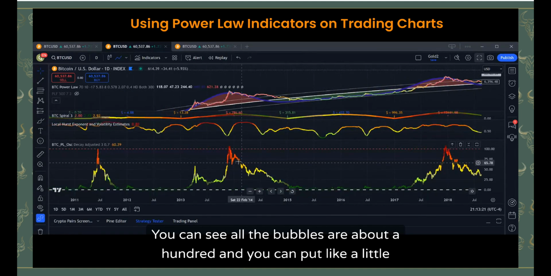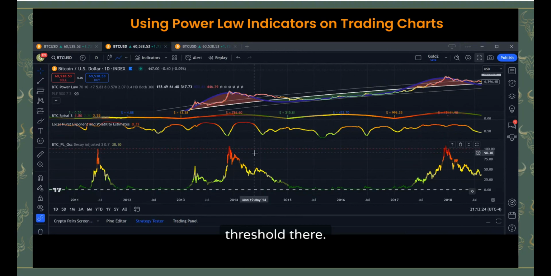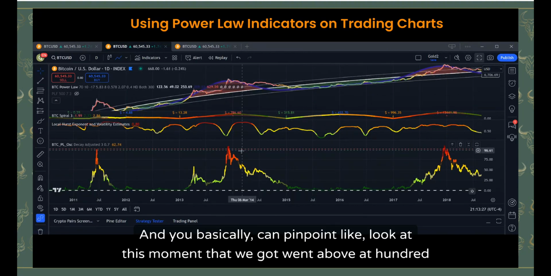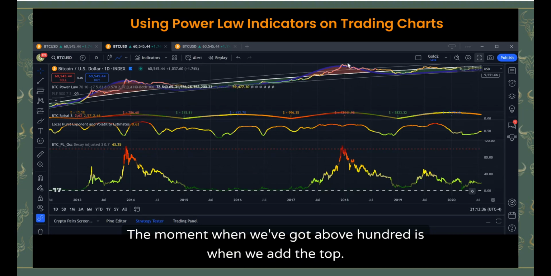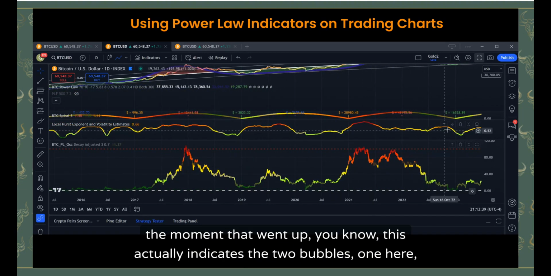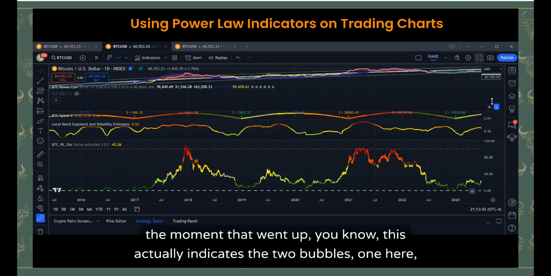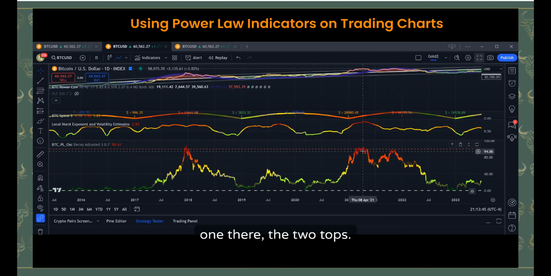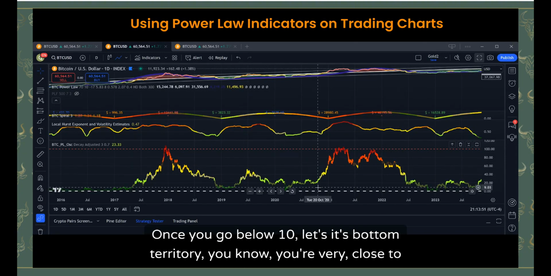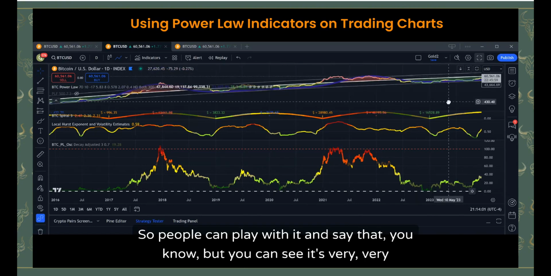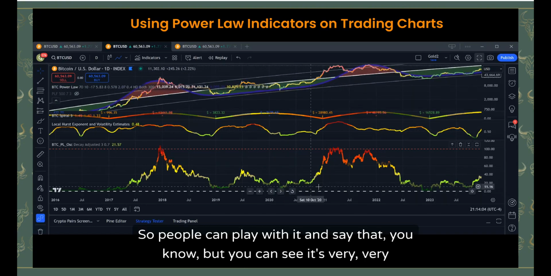You can see all the bubbles are about 100, and you can put a little threshold there. And you can pinpoint, look at this. The moment that we went above 100 is when we had the top. The moment we got above 100 is when we had the top. This actually indicates the two bubbles, one here, one there, the two tops. So it's a very, very cool indicator. And same thing with the bottoms. Once you go below 10, let's say, it's bottom territory. You're very, very close to the bottoms. So people can play with it, etc. But you can see it's very, very precise.